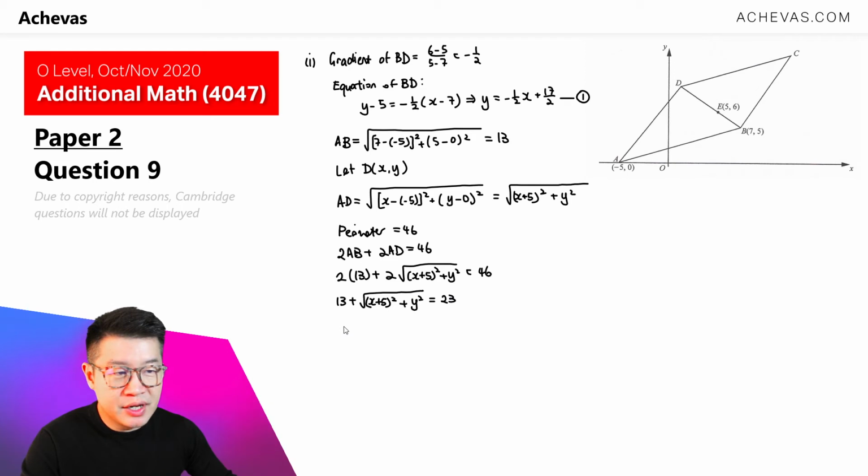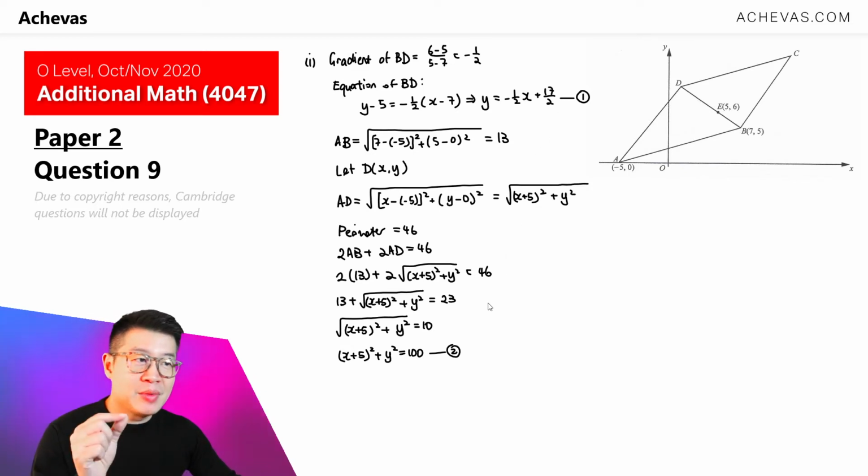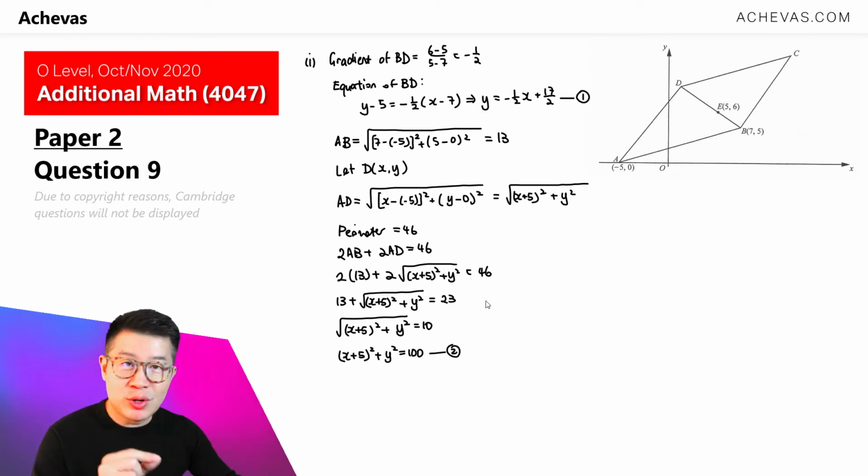Bring 13 over to the other side. So on the left hand side, we will have the square root of (x plus 5) squared plus y squared equal to 10. And squaring both sides, (x plus 5) squared plus y squared is equal to 100. This will be equation number 2. So I'm going to try to solve these 2 equations simultaneously, coming up with an equation in x. So I'm going to try to solve for the x-coordinate of D.